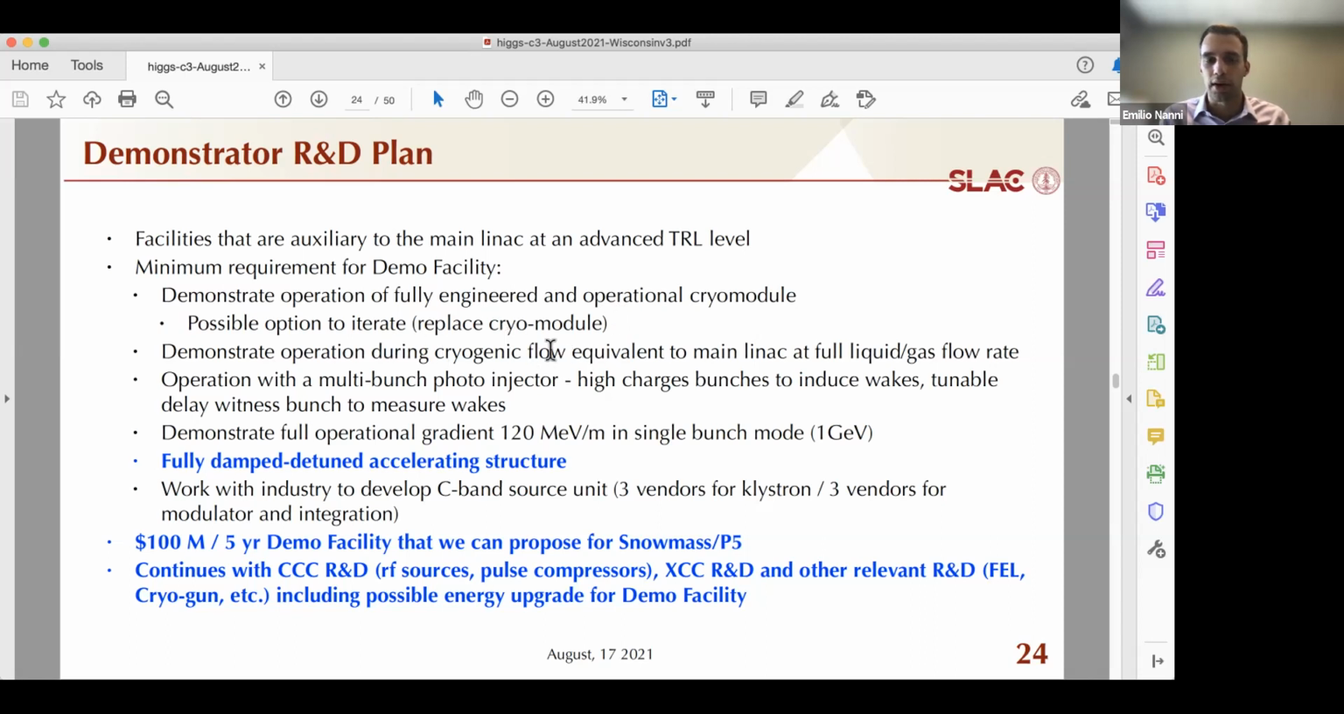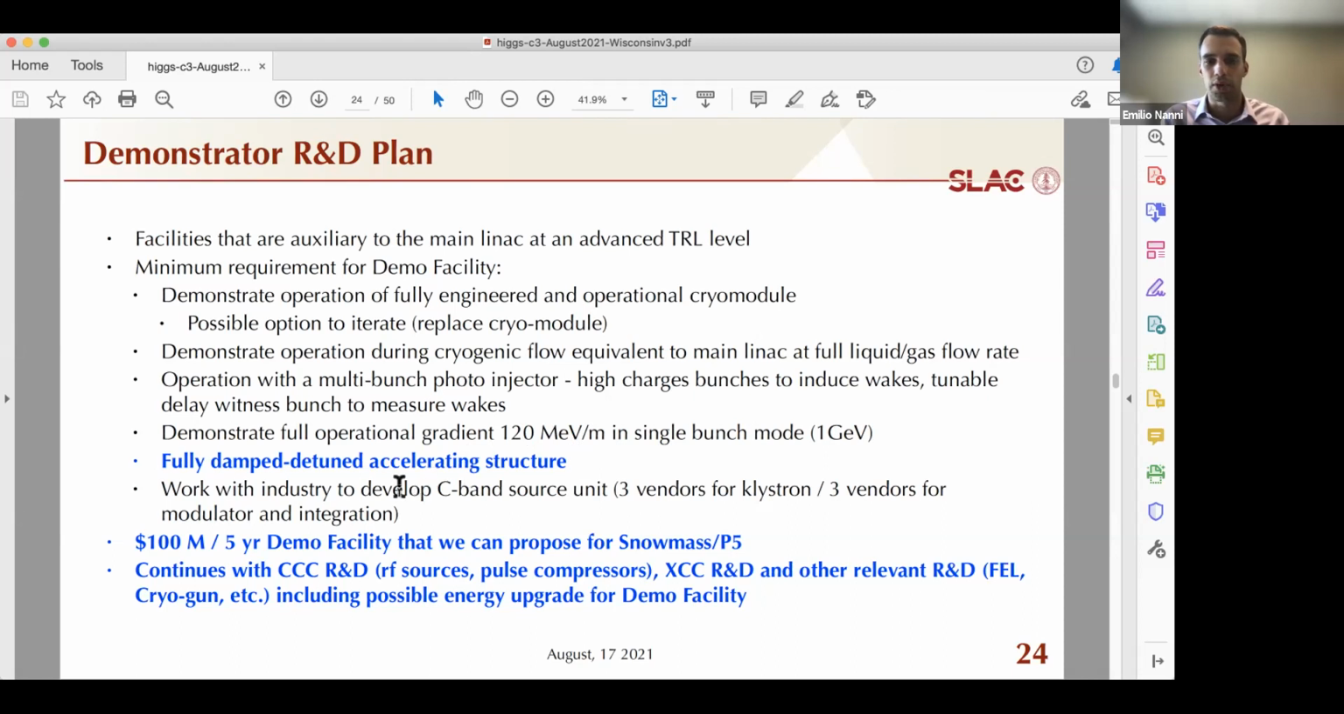We would need to, however, demonstrate cryogenic flow that would match what would happen in the main LINAC in order to accurately test the performance under the appropriate conditions from a thermal transfer and vibration perspective. We'd want to operate with multi-bunch photoinjectors, so we could do high charge bunches and induce wakes and test the structure that way. And we would want to demonstrate with beam the full operational gradient for the cryomodule. So make 1 GeV in 9 meters. The accelerating structure would be identical to what we would use in the 250 GeV center of mass case, fully damped and detuned.